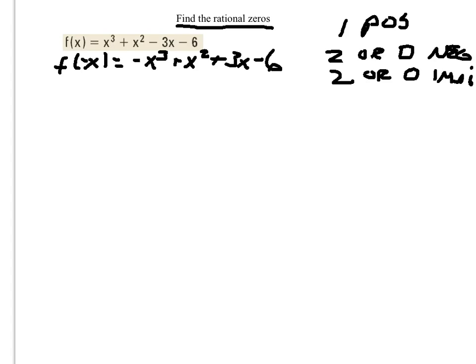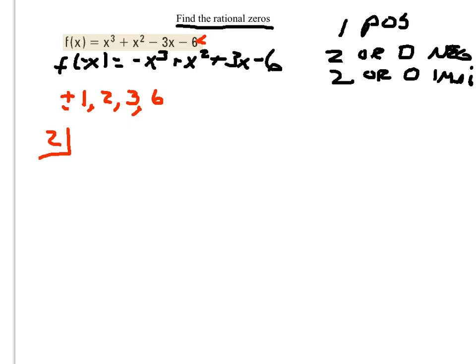So now we need to figure out what are the possibles that we could come away with. So since our leading coefficient is 1, all we're worried about is the factors of the 6. So our possibles would be plus or minus 1, 2, 3, and 6. So now it's just a matter of finding the right one that's going to go into our little box. Which one is a 0? And I'm going to pick 2.